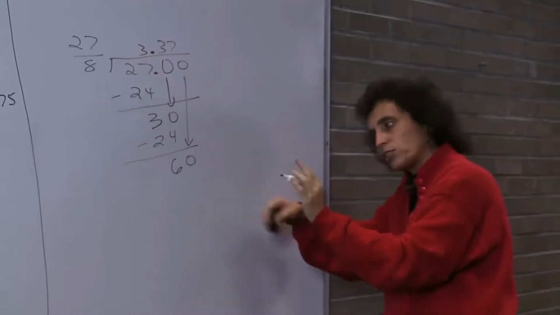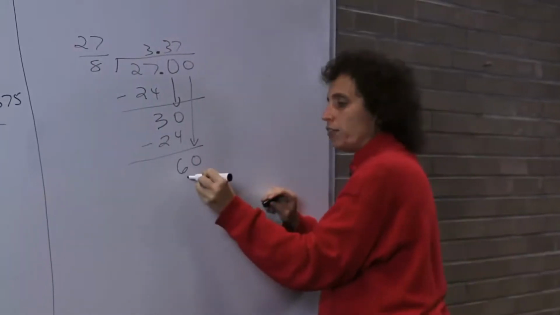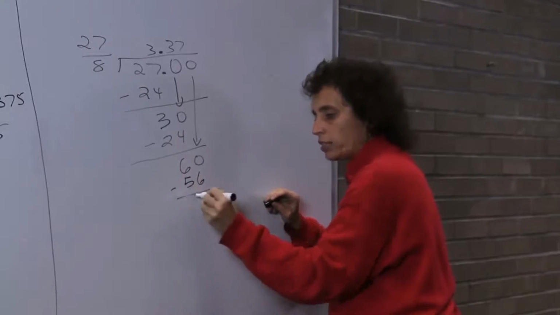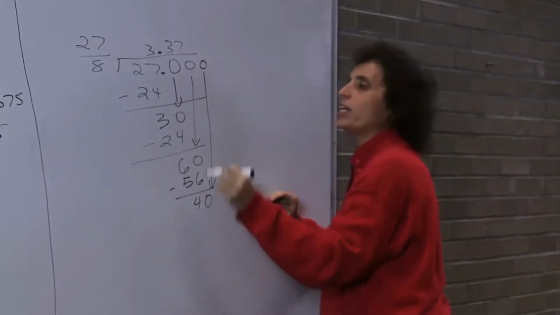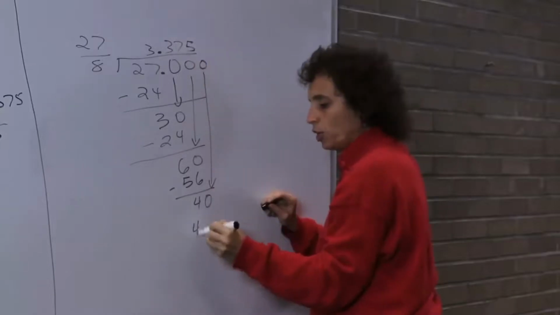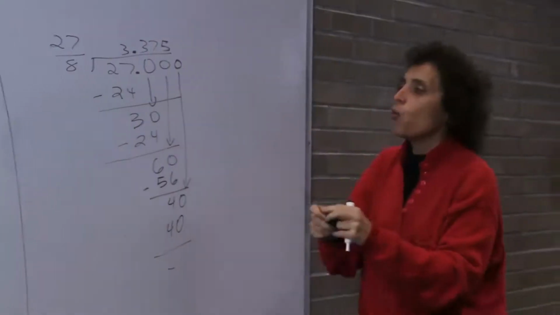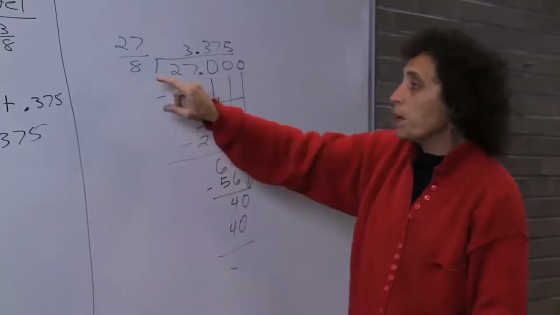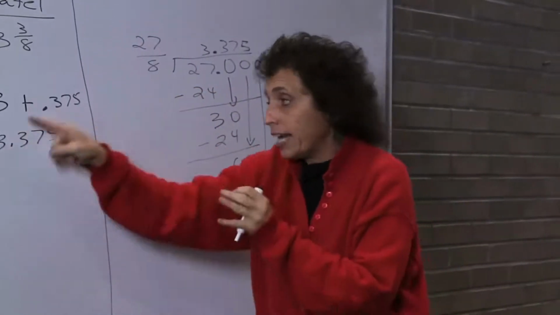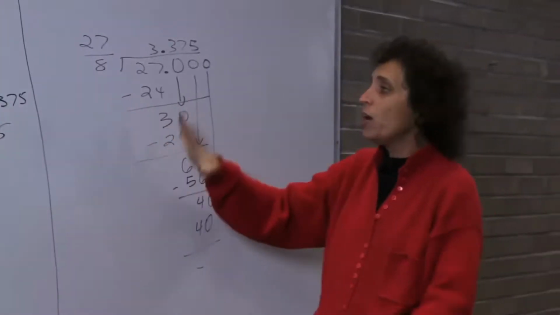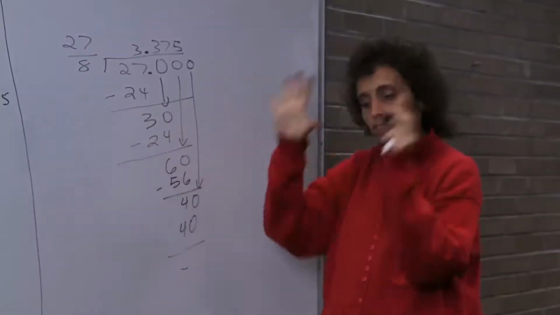8 into 60 is 7. Told you we'd go a little fast. We kind of just did this. 8 times 7 is 56. Subtract, we get 4. 0, bring it down. 8 into 40 is exactly 5. Notice you get the exact same answer. Whatever makes you happy. Some people like this because then they don't forget to add. You had to do an extra step when I did it. You had to add this together. So that's absolutely up to you. I don't care how you do it. Just know how to do it.